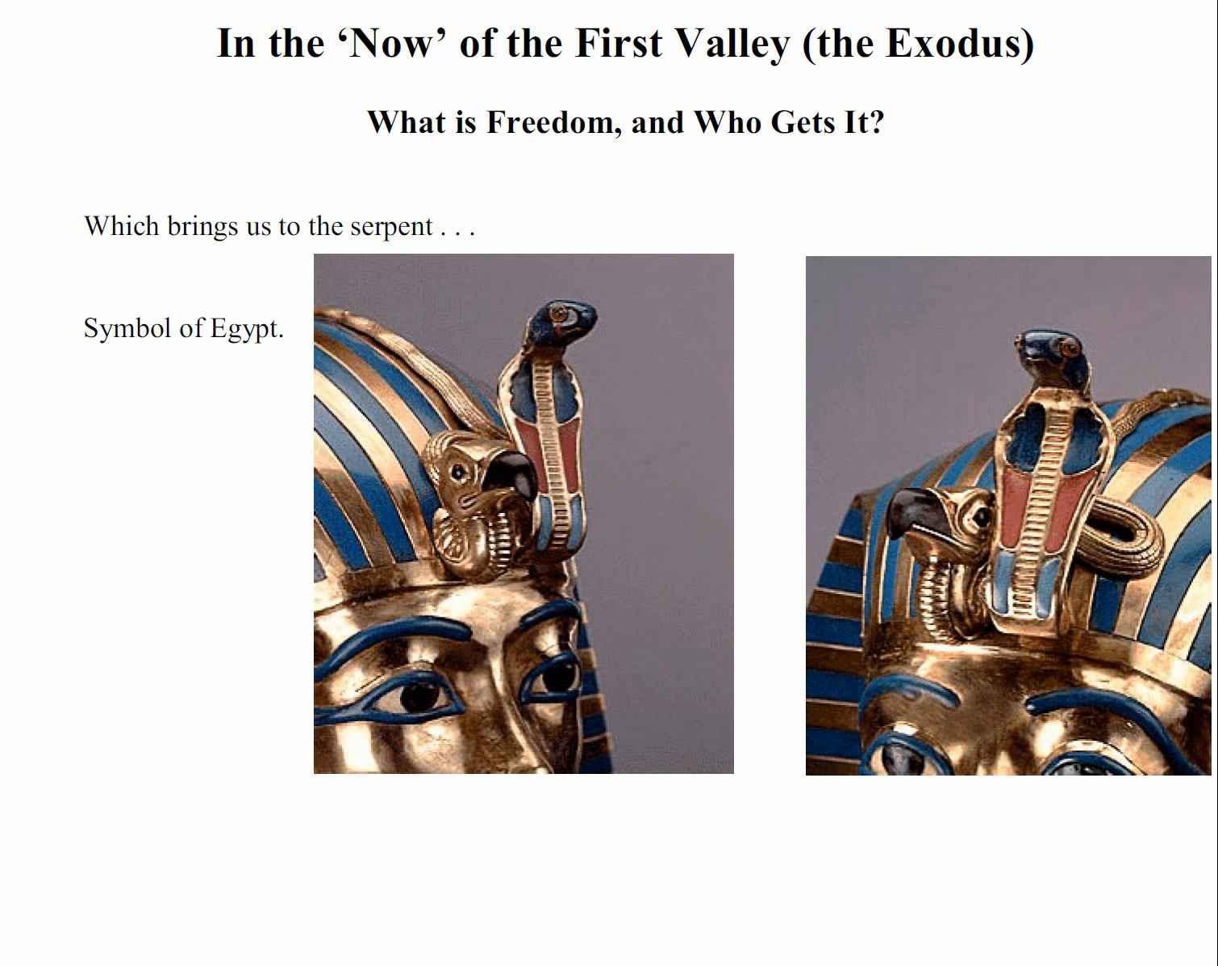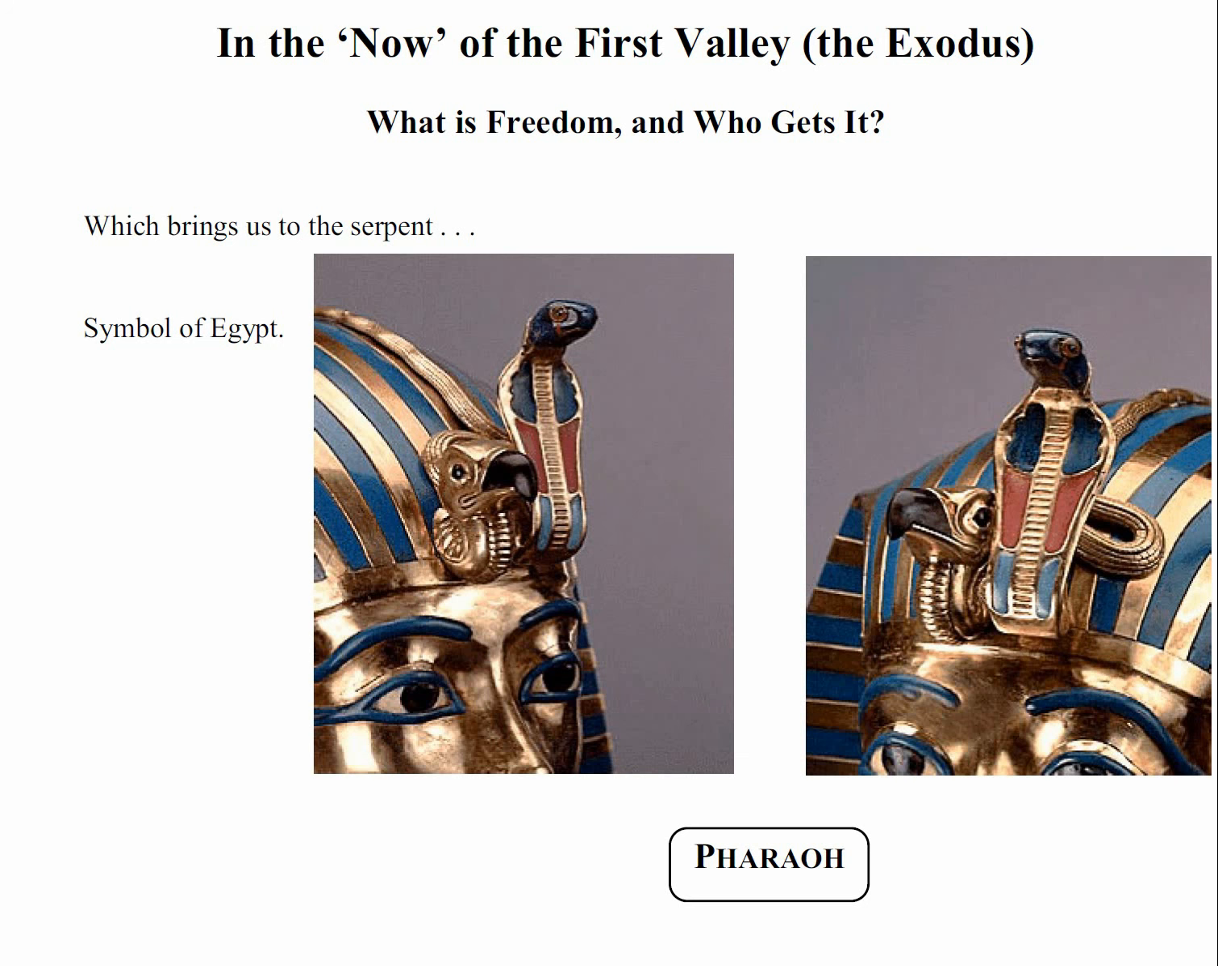And all of this brings us to the serpent, because now the serpent enters the story. And the serpent is, as I've said, a symbol of Egypt. Perhaps you've seen pictures like this. This is from the headdress on Tutankhamun. And what we do know is that the only person who could wear a headdress with this symbol of the serpent was Pharaoh.